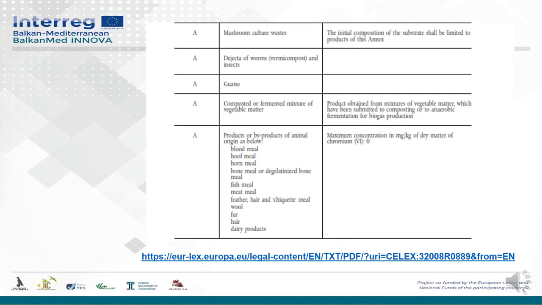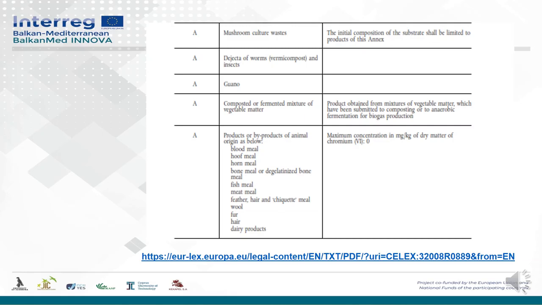What else? Products or byproducts of animal origin as below. Blood meal, hoof meal, horn meal, bone meal and degelatinized bone meal, fish meal, meat meal, feather, hair and chick-feather meal, wool, fur, hair, dairy products. Maximum concentration in milligram per kilogram of dry matter of chromium 6 is 0, so not any trace of it is allowed.